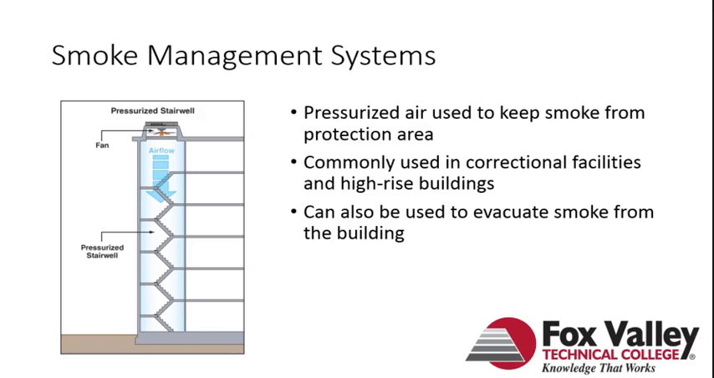At the opposite end, and I don't necessarily have a picture of that, you may have an exhaust fan that will be used to help get smoke out of the building. Again, using it opposite of where people are trying to get out, so you're not harming them. You see it a lot in high-rise buildings. You also see it in correctional facilities.